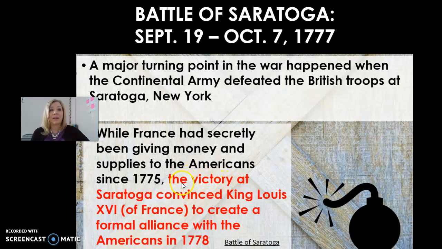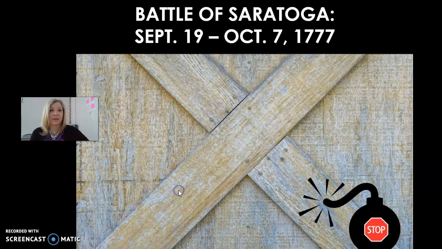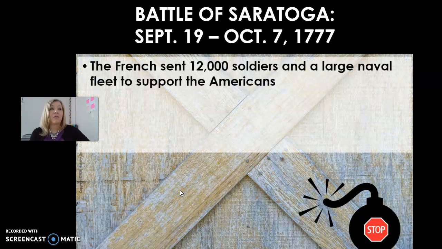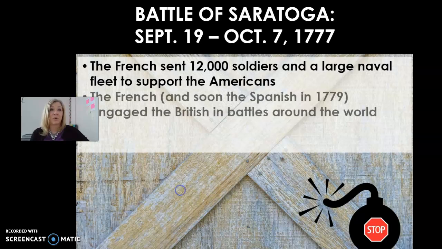So France had secretly been giving money and supplies to the Americans in 1775. That was in secrecy. However, the Battle of Saratoga is the first victory that really convinces the king of France at this time to create a formal alliance with the Americans in 1778. So because they're victorious, this really fuels that economic friendship between France and the Americans. The French are going to send about 12,000 soldiers and a fleet of ships to support those Americans.